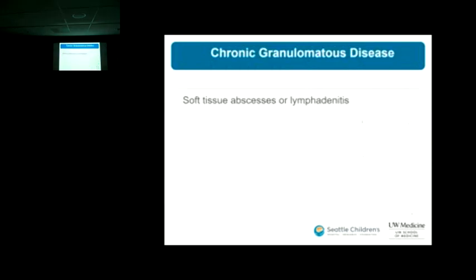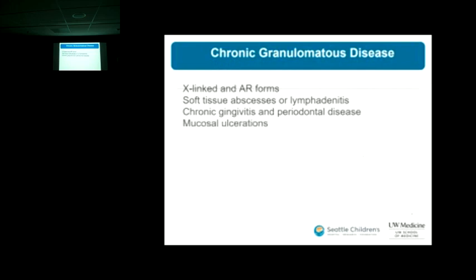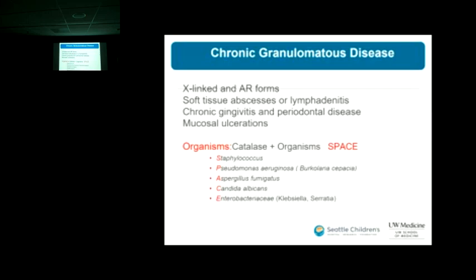And what I just wanted to point out is that if you see patients with soft tissue abscesses and lymphadenopathy, chronic gingivitis and periodontal disease, common mucosal ulcerations, but here's the catch. It's the organisms. The organisms are going to give you the hint. And so recognizing them, and this is what I like to talk about, SPACE, meaning the mnemonic for Staph, Pseudomonas, Aspergillus, Candida, and Enterobacteriaceae. So keep that mnemonic. The pathogen is going to give you the diagnosis.